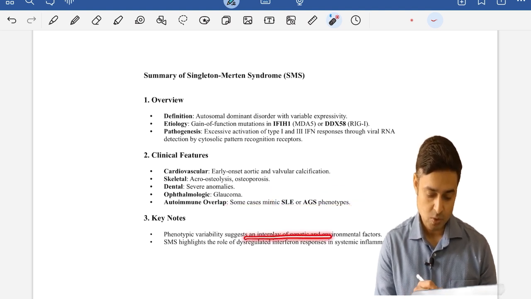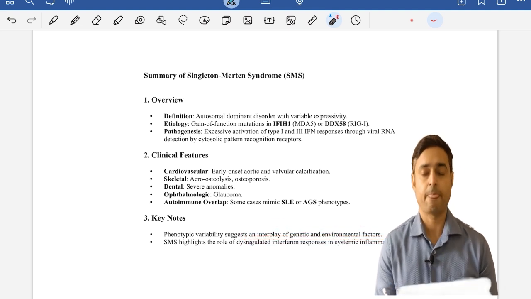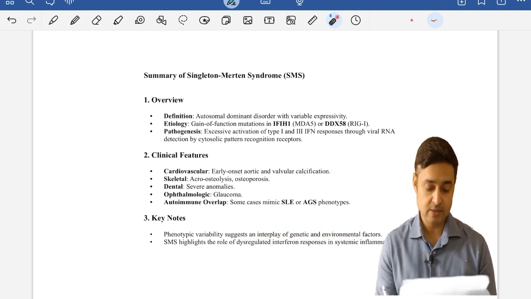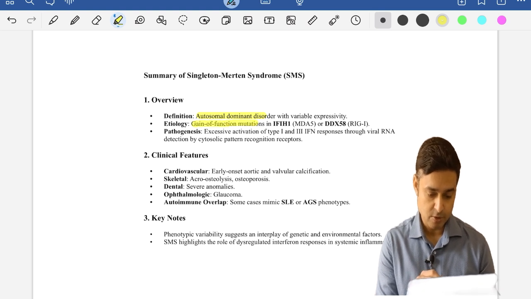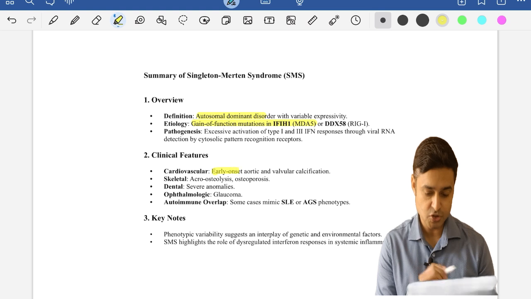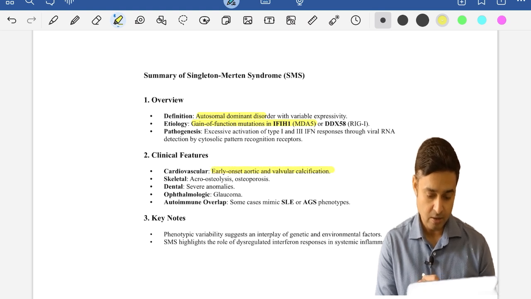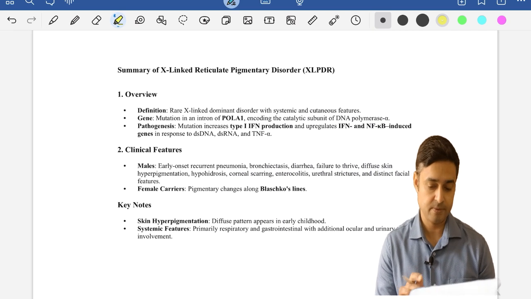Okay, so yeah, this is genetic or environmental factors. So what we can remember from this disease is this. Yeah, this is autosomal dominant, gain of function mutation in the IFIH1 gene. Okay, early onset aortic and valvular calcification, glaucoma, and this mimics SLE or AGS phenotype.